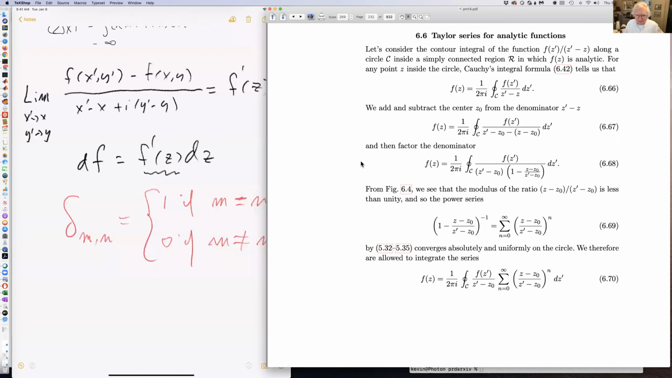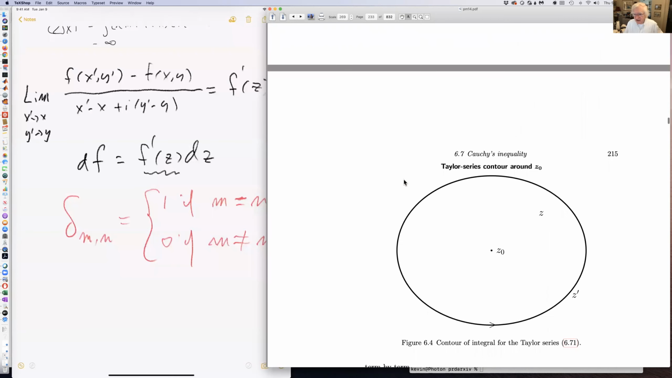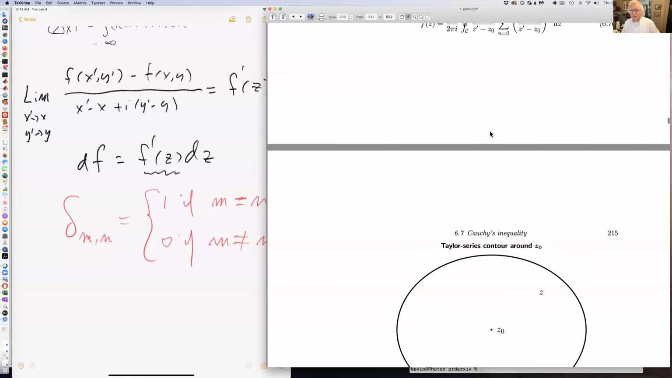And let's look at the figure here. We're imagining here that we've got a contour that's simply a circle. It goes around the point z0, and we imagine that z is some point inside the circle.